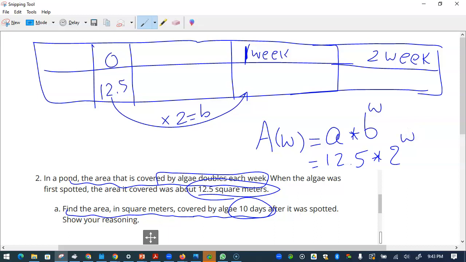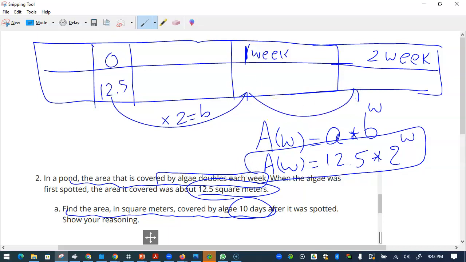Now this is not in days. If the question is asked in weeks, this is the formula, where every week you multiply by 2. But because they're asking about 10 days, what we do is change this to days. So the area is the same thing, but this formula is for weeks, and we can change this to days.